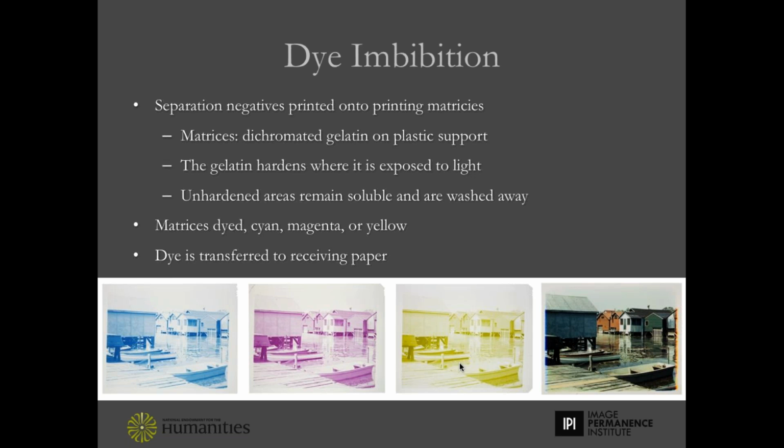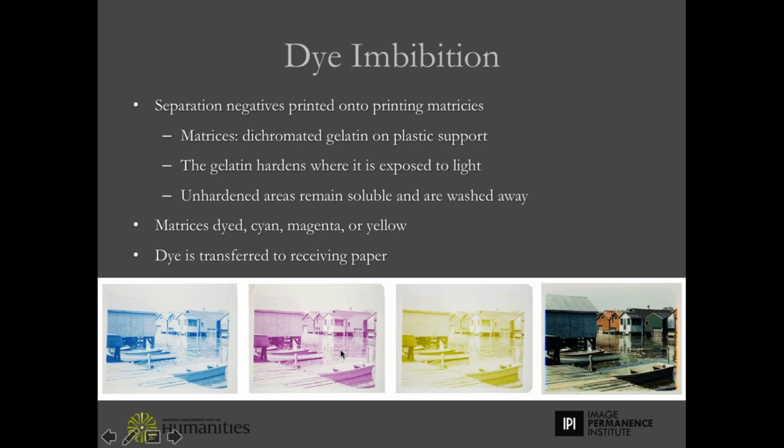The clear gelatin matrices were then dyed with cyan, magenta, or yellow dye. So here are our 3 matrices. These are on clear plastic supports. Where it's darkest, the gelatin absorbed more dye. So this is our shadows.